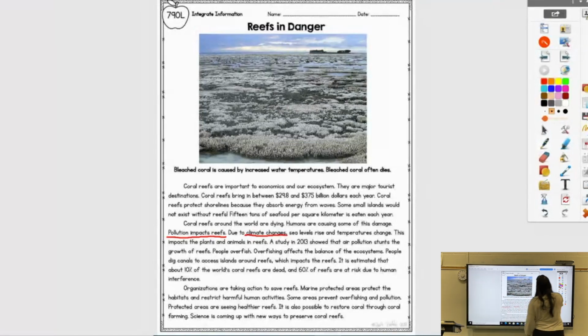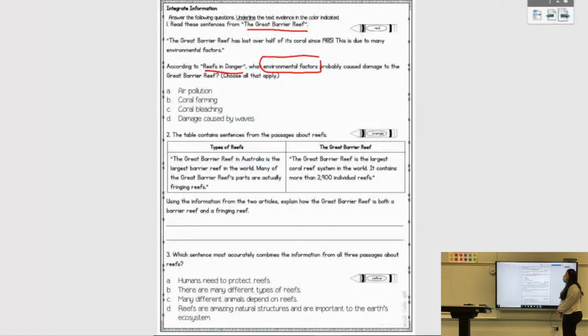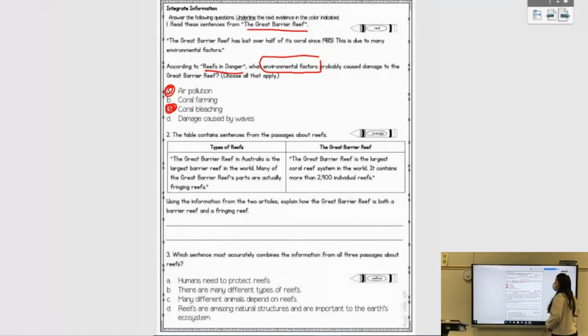So let's write a little note. Therefore, our answers should have been air pollution and coral bleaching. You should have put A and C. That is what is discussed in the text. Now we're going to do this in orange.